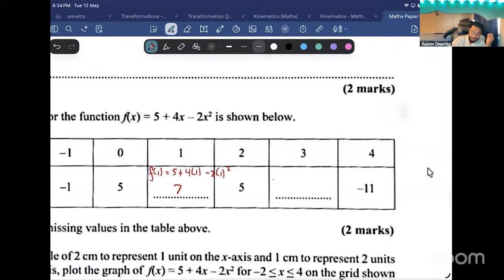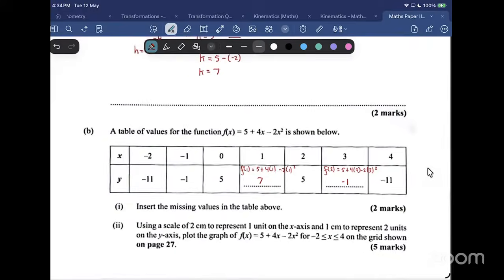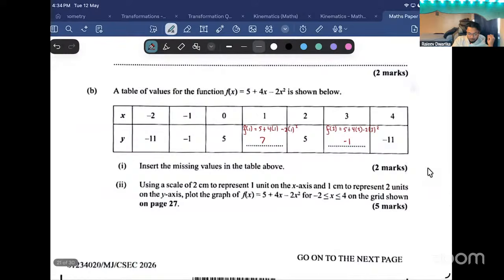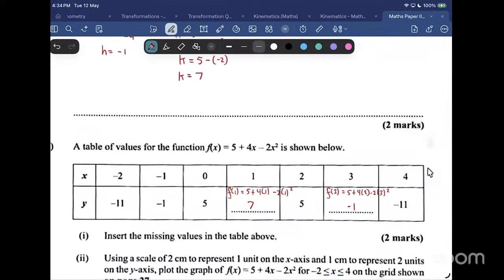Over here, it's going to be f of 3. Put that into the function. 5 plus 4 by 3 minus 2 by 3 minus 1 squared. 4 by 3 is 12. 12 plus 5 is 17. 17 minus 18 is minus 1. All together, right? Yes, sir. Good.